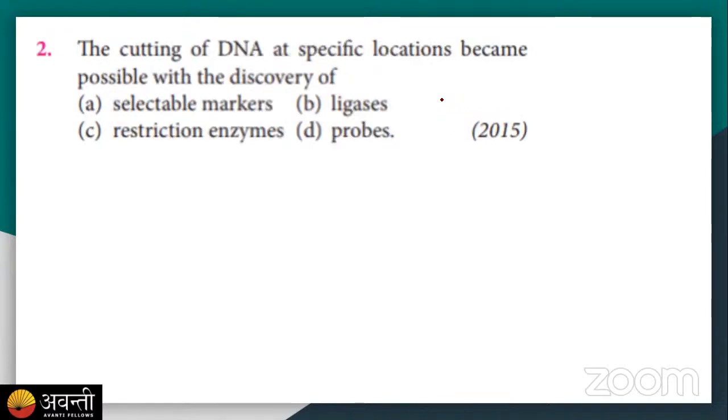Okay. The next question is: the cutting of DNA at a specific location became possible with the discovery of which molecule? Your options are A, selectable marker, B, ligases, C, restriction enzyme, and D, probes, right? As you have already given your answer in chat, yes.